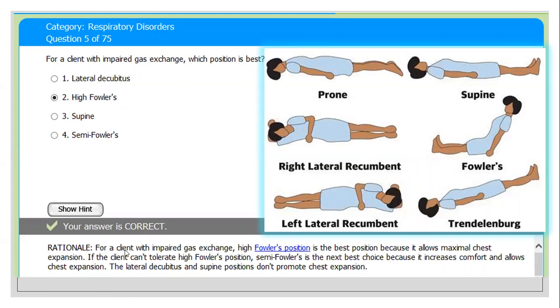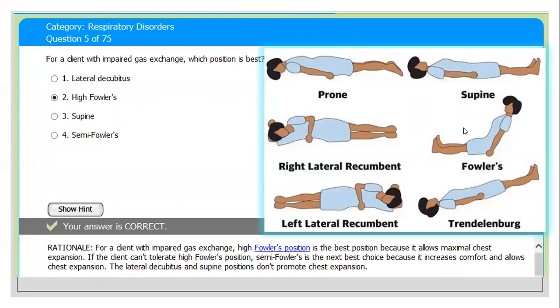The rationale says that for a client with impaired gas exchange, high Fowler position is the best position because it allows maximal chest expansion. If the client cannot tolerate high Fowler position, semi-Fowler is the next best choice because it increases comfort and allows chest expansion. The lateral decubitus and supine positions do not promote chest expansion.